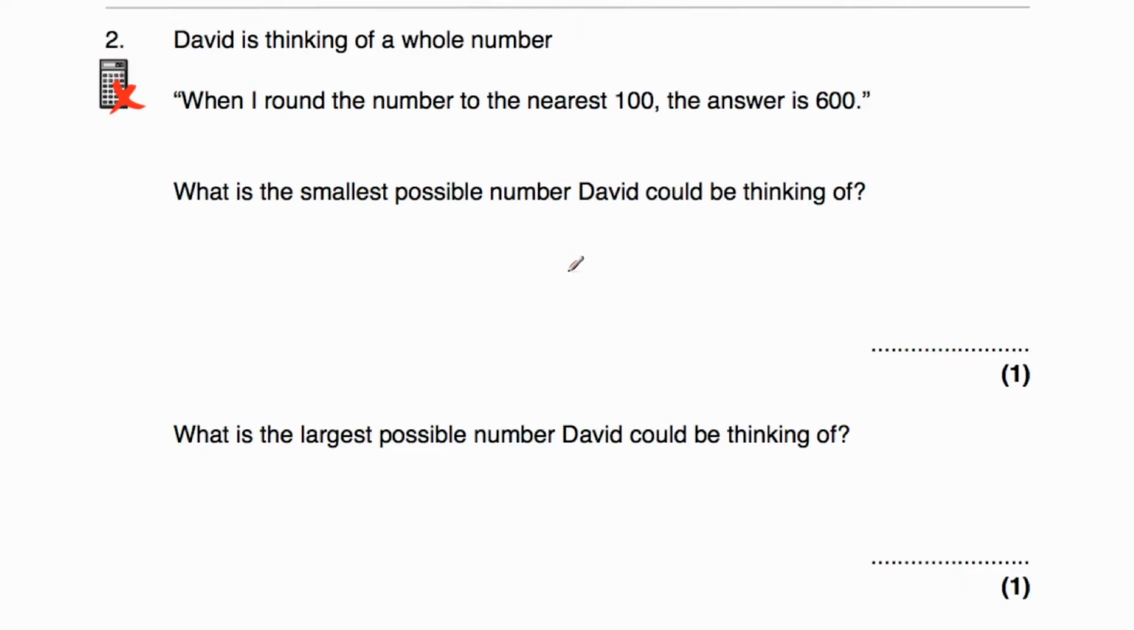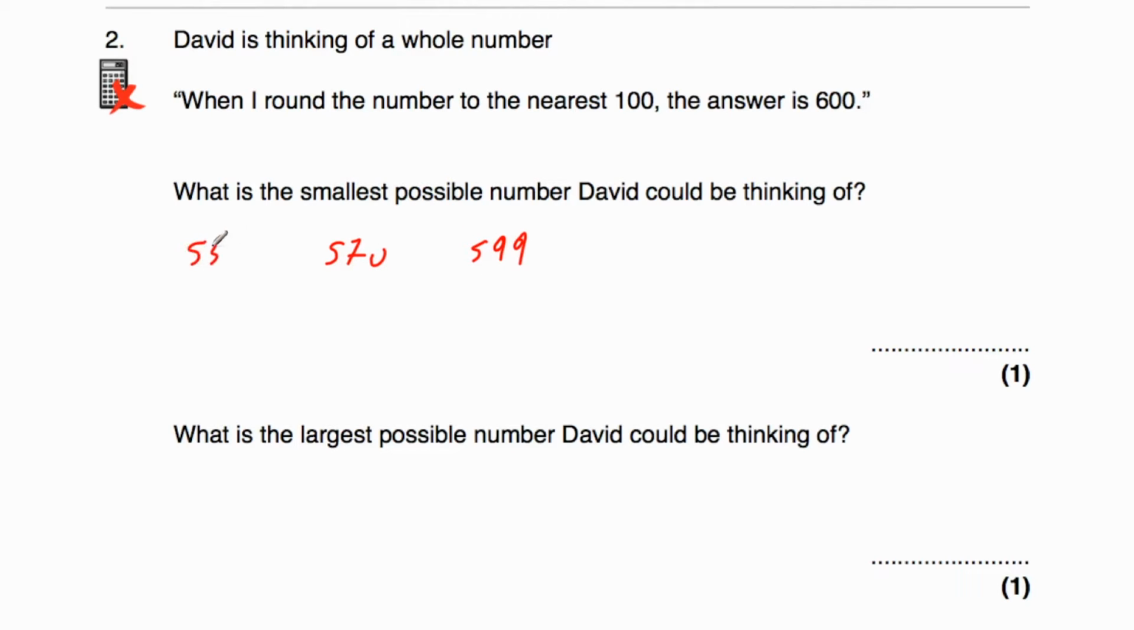So it could be a number that he rounds to the nearest 100 to give 600, but it could be a number that is smaller than 600. For instance, it could be 599, that would round up to the nearest 100 to be 600. It could even be 570. When we round that number to the nearest 100, our choice would be 500 or 600. That would round up to 600, because it's closer to 600 than 500.